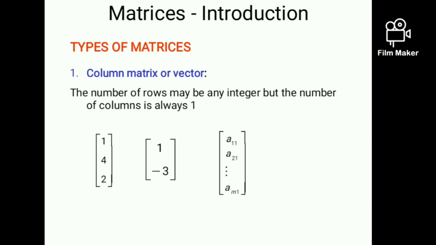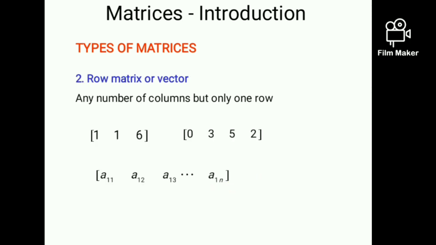a column matrix is a type of matrix when the number of rows is an integer but the number of columns is always 1. Or in one way, there may be different numbers of rows but there is only one column. So when there are many rows but only one column, we call that a column matrix.